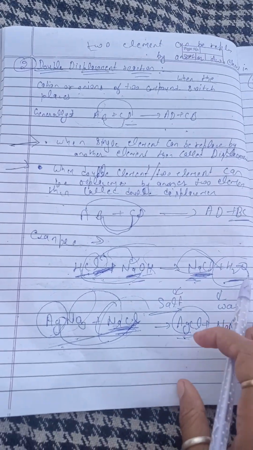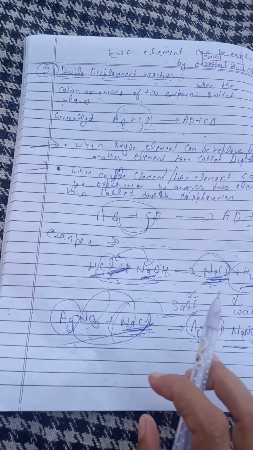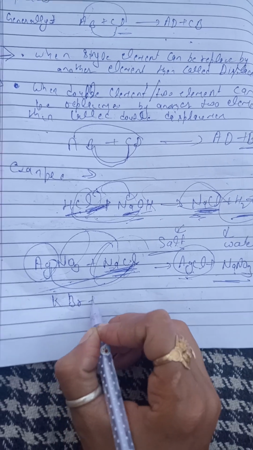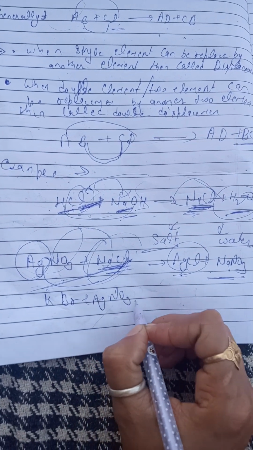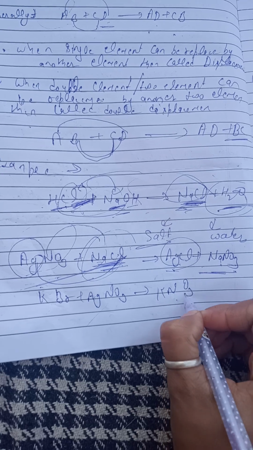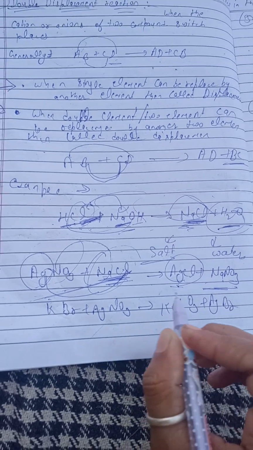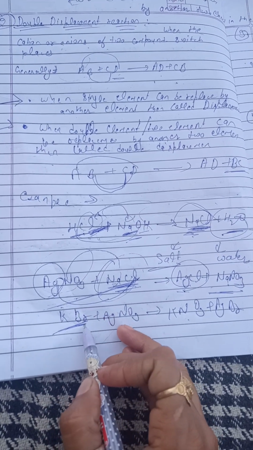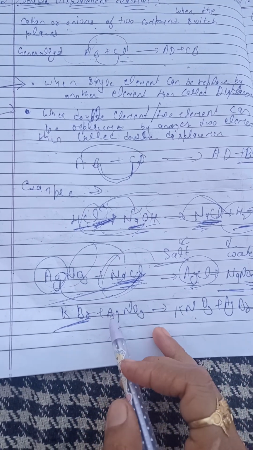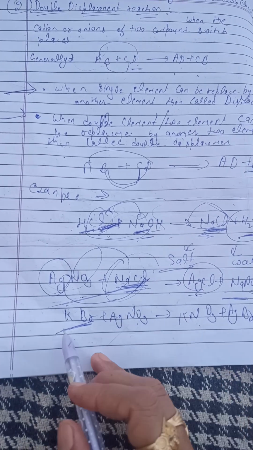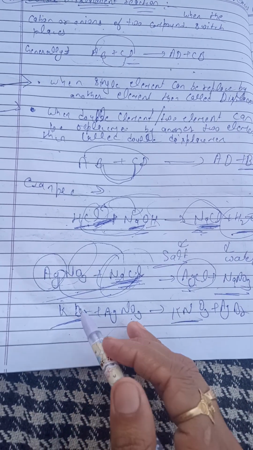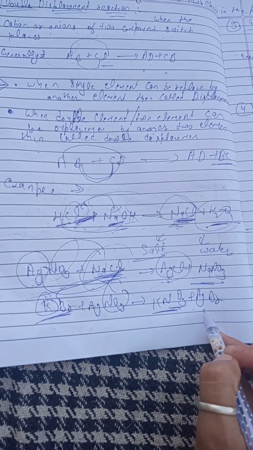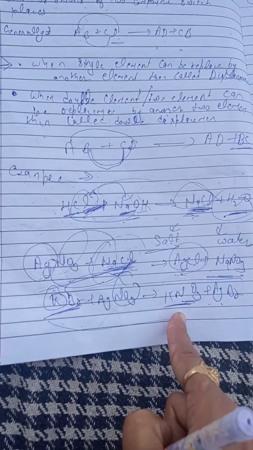So we can say that this is the double displacement reaction. Now the other example of the double displacement reaction: KBr plus AgNO3 gives KNO3 plus AgBr. In KBr, K is potassium and Br is bromide. So potassium bromide combines with AgNO3, and K combines with NO3, and it gives AgBr. So this is also a double displacement reaction.